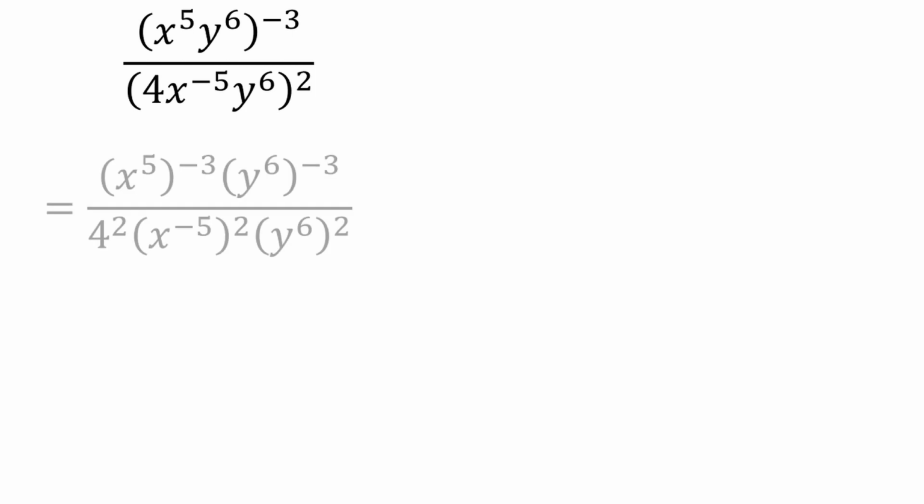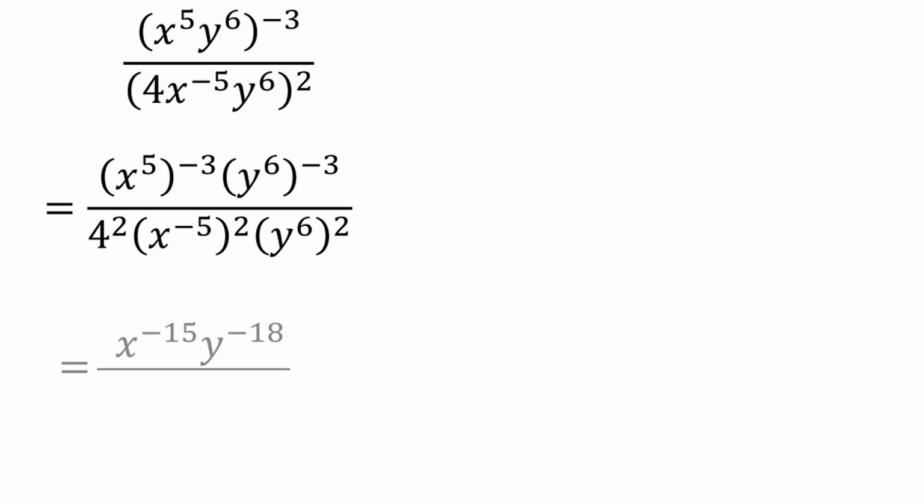We have x to the 5th power to the negative 3rd power times y to the 6th power to the negative 3rd power, divided by 4 squared times x to the negative 5th power squared times y to the 6th power squared. Simplifying the numerator, we have x to the negative 15th times y to the negative 18th. And on the denominator, we have 16x to the negative 10th power times y to the 12th power.